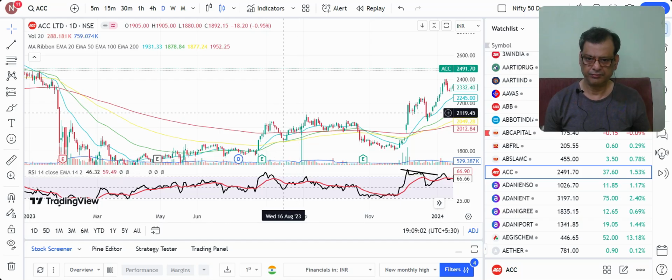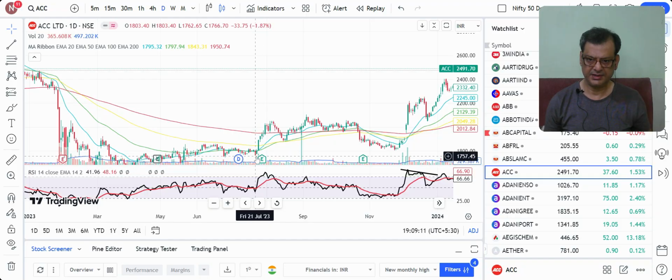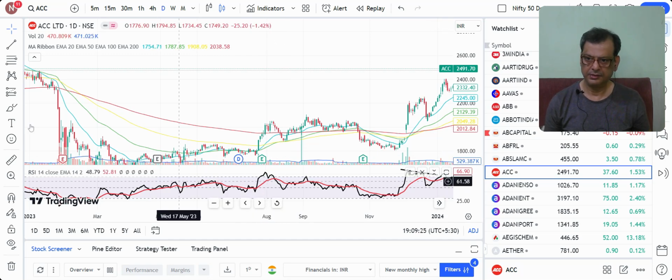Now, if you see here, price is here and price has gone up. Now, price has gone up and then price has come down. It has come down, so RSI also comes down. But see this.